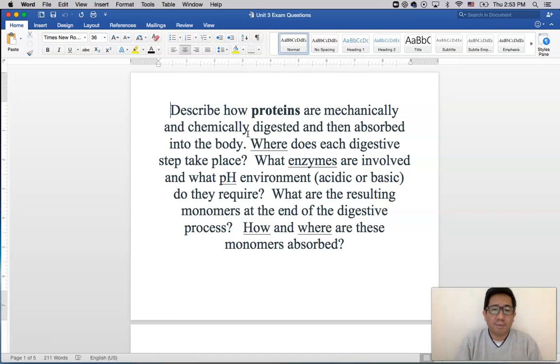Okay, so where does each digestive step take place? We already talked about the mouth, the stomach, and the small intestine. What enzymes are involved? We talked about the enzymes already. Pepsin, pepsinogen, trypsin, chymotrypsin, peptidase. All of those are the enzymes. What pH environment? It's usually an acidic environment.